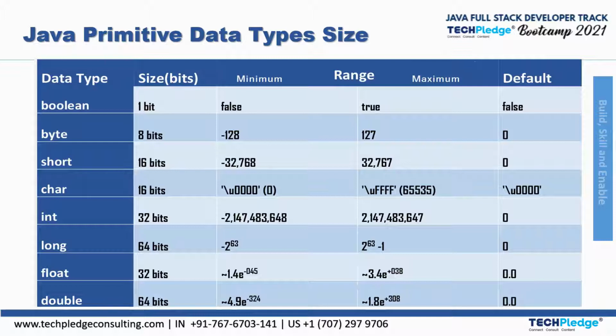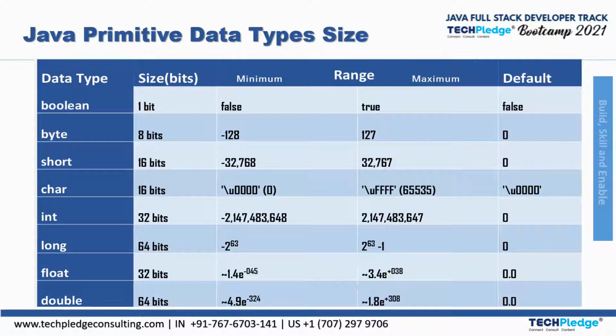Then next we go for short. Short is 16 bits, so the range is -32,768 to 32,767. That is how it goes, slowly increasing the range. Then there is the char, and then comes the int. int is 32 bits, that is from minus 2 to the power 31 to 2 to the power 31 minus 1. Okay, that is what you are seeing.